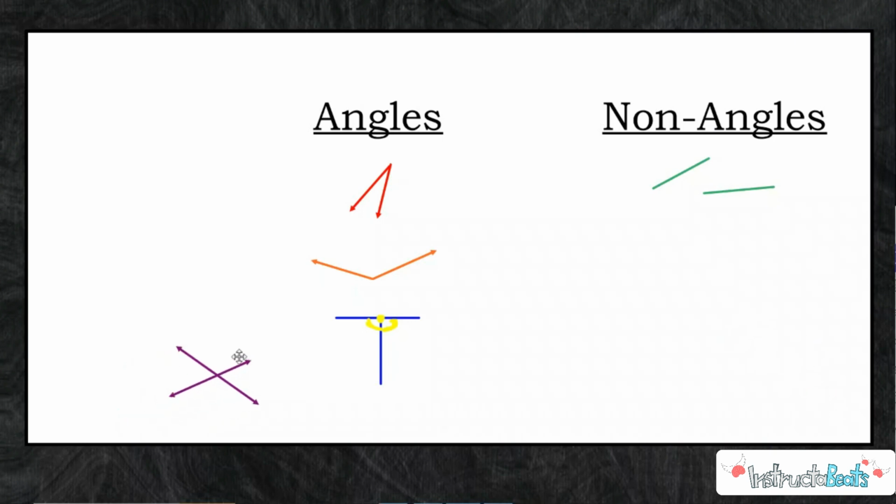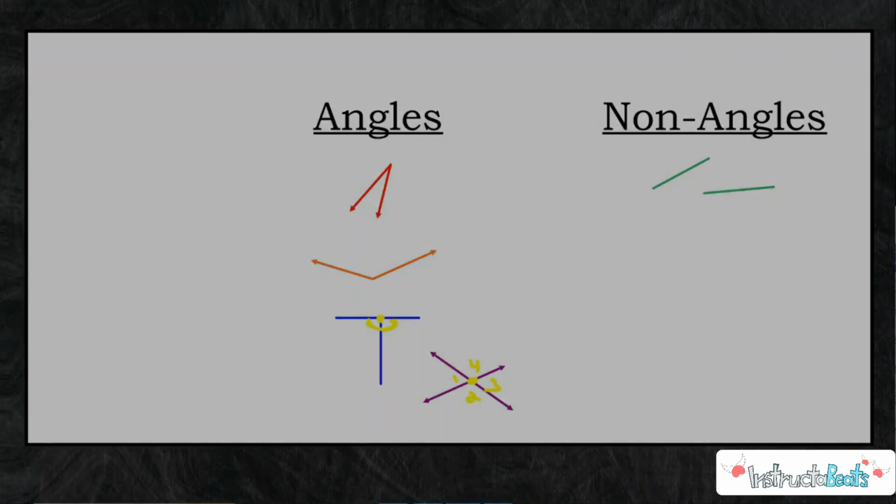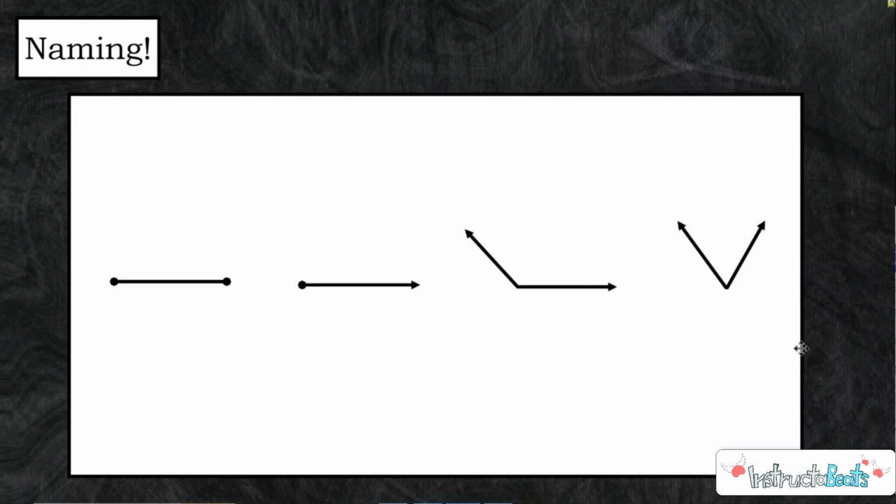And then hopefully you knew that this purple one is also an angle because we just talked about it. These two lines met. They formed this vertex right here. And then you actually had four angles, 1, 2, 3, and 4, because there's spaces between all four of those places. So hopefully now you have a really good understanding of what an angle is and what an angle is not. So let's take a look at the next step, which is naming these angles.